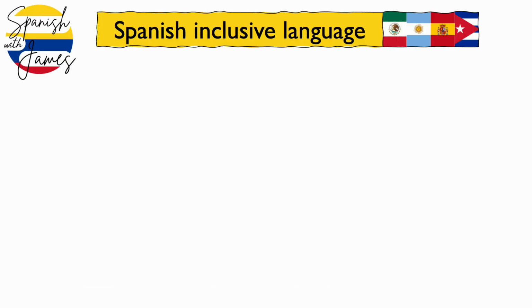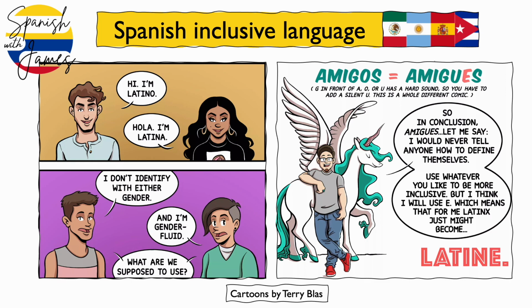People have come up with various different ways to make Spanish a bit more gender inclusive. So let's have a look at these cartoons by Terry Blass. First we've got hi, I'm Latino, that means from Latin America, with an O ending. And she says, hola, I'm Latina. Okay, so we've got the O ending, the A ending. And for those guys that's perfectly fine because he identifies as male, she identifies as female. But then if we go down we've got I don't identify with either gender, and I'm gender fluid. What are we supposed to use?